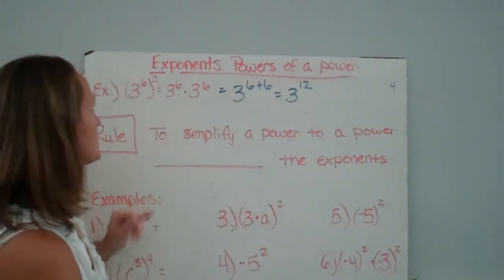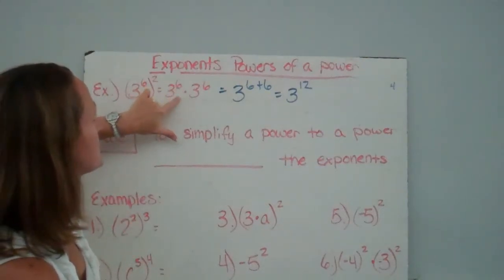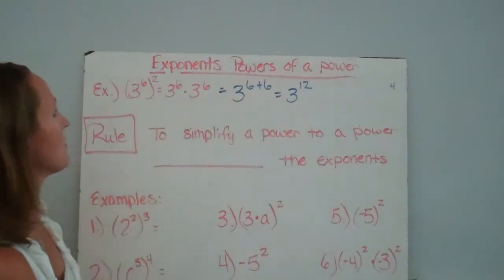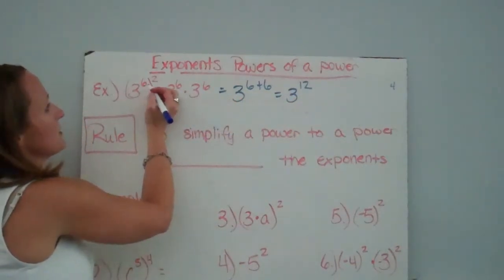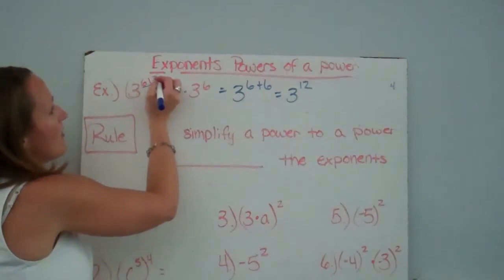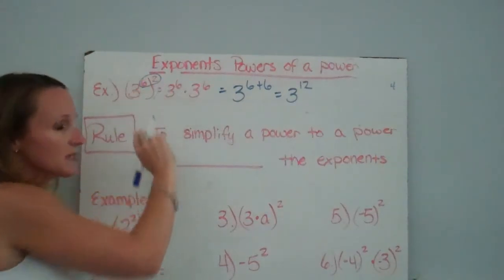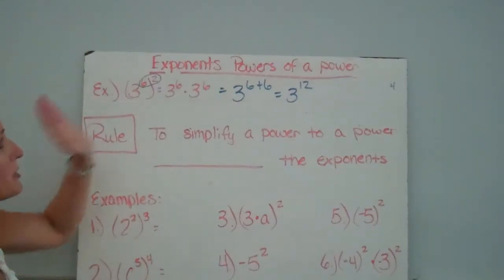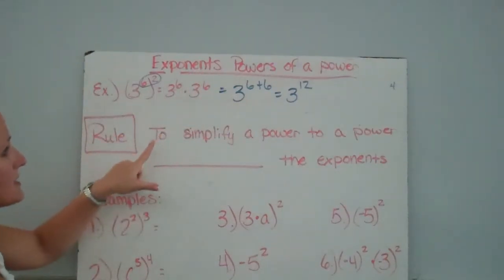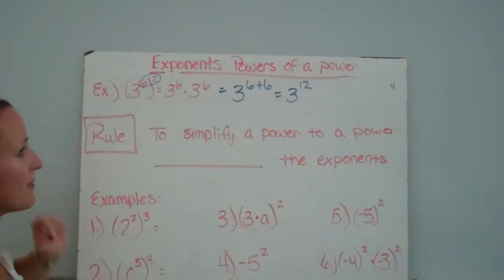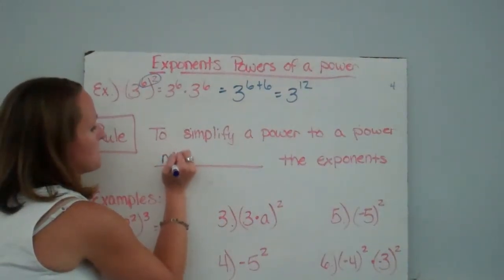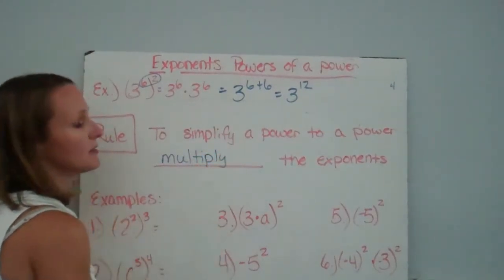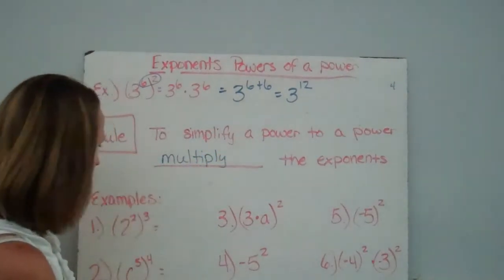All right, so what actually happened here? We had 3 to the 6th times 3 to the 6th. We added our 6's, we got 12. Well, look what else we could have done. We could have multiplied the 6 times the 2 to get our answer. So our rule when you're taking a power to a power is that to simplify a power to a power, you multiply the exponents. So let's do some examples.